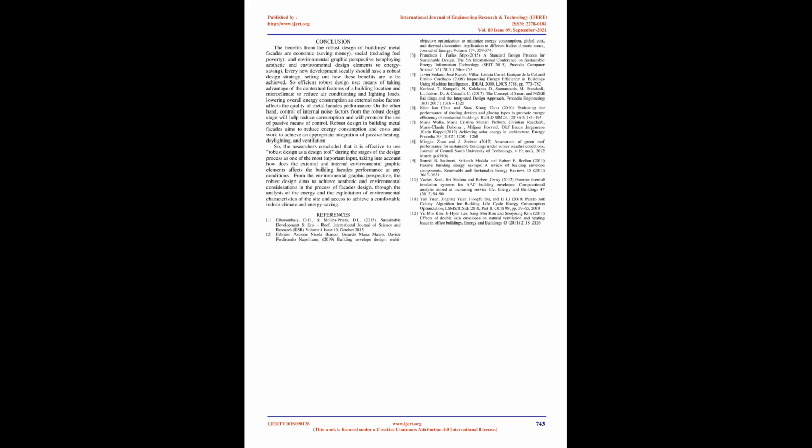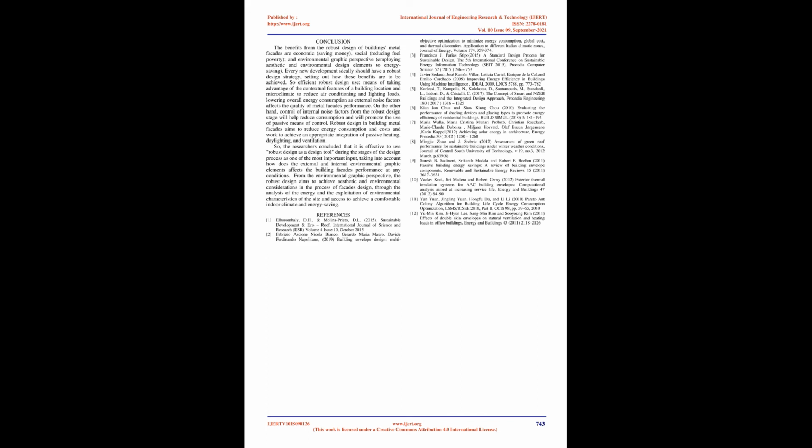reduce air conditioning and lighting loads, lowering overall energy consumption as external noise factors affect the quality of metal facades performance. On the other hand, control of internal noise factors from the robust design stage will help reduce consumption and will promote the use of passive means of control. Robust design in building metal facades aims to reduce energy consumption and costs and work to achieve an appropriate integration of passive heating, daylighting, and ventilation.